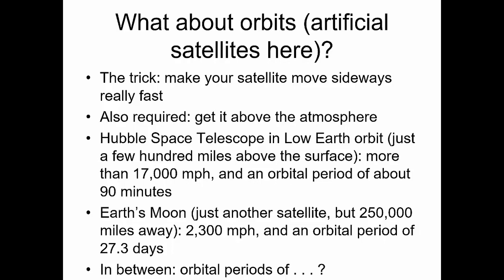You could have an orbital period of, say, 24 hours. That would orbit the Earth in the same amount of time that the Earth takes to spin on its axis. If you happen to have a satellite dish in your yard, it's aimed at a satellite that has an orbital period that matches the rotation rate of the Earth. That's kind of interesting.